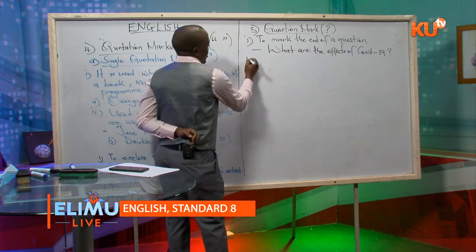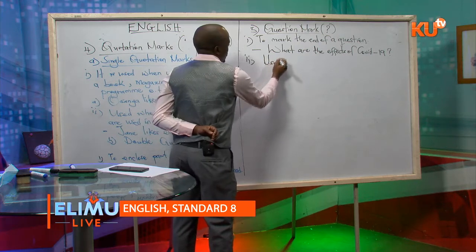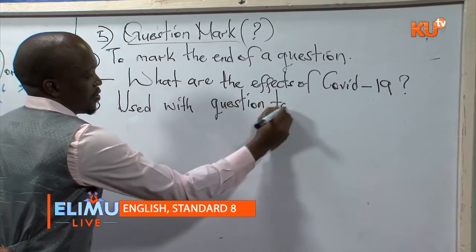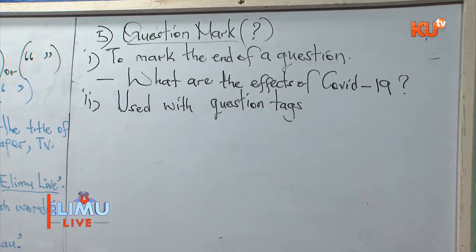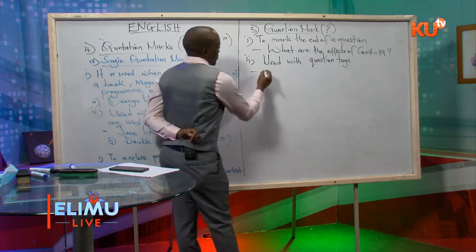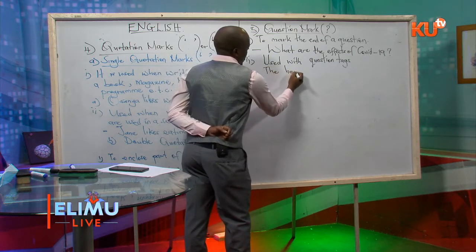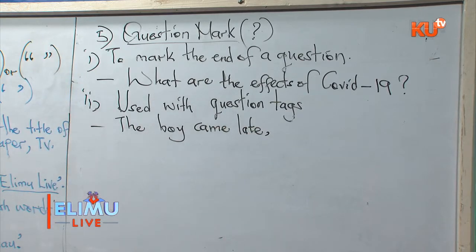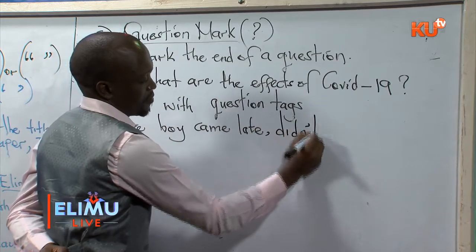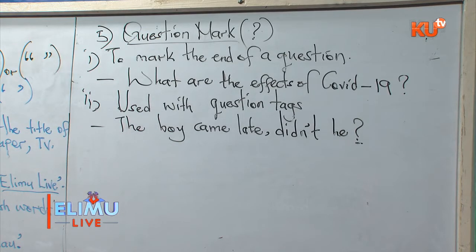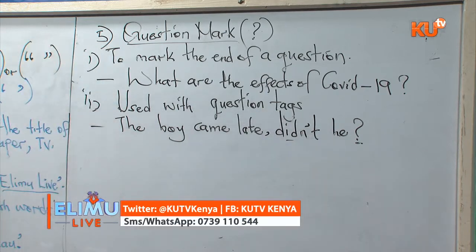The next use of a question mark is that they are used with question tags. Another day we shall look at how we handle question tags. An example: the boy came late. When we add a question tag to this one, it will be, didn't he? And we use a question mark there. The boy came late, didn't he?